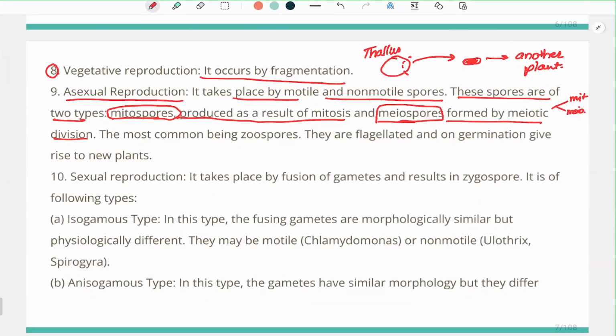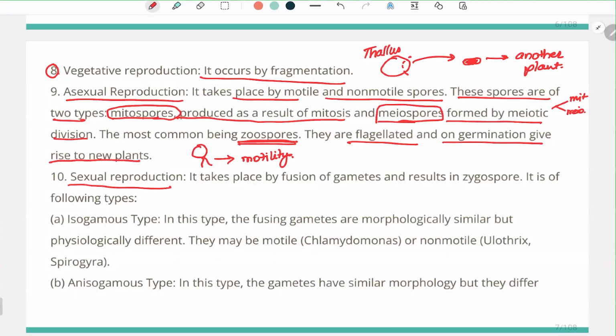The most common spores are zoospores. They are flagellated and on germination give rise to new plants. That means flagella are present for their motility, and on germination they give rise to a new plant.